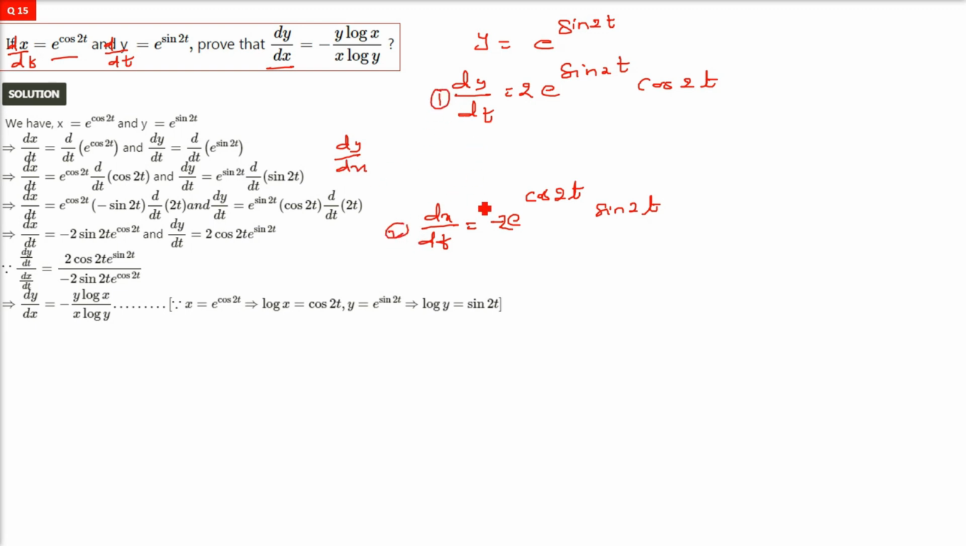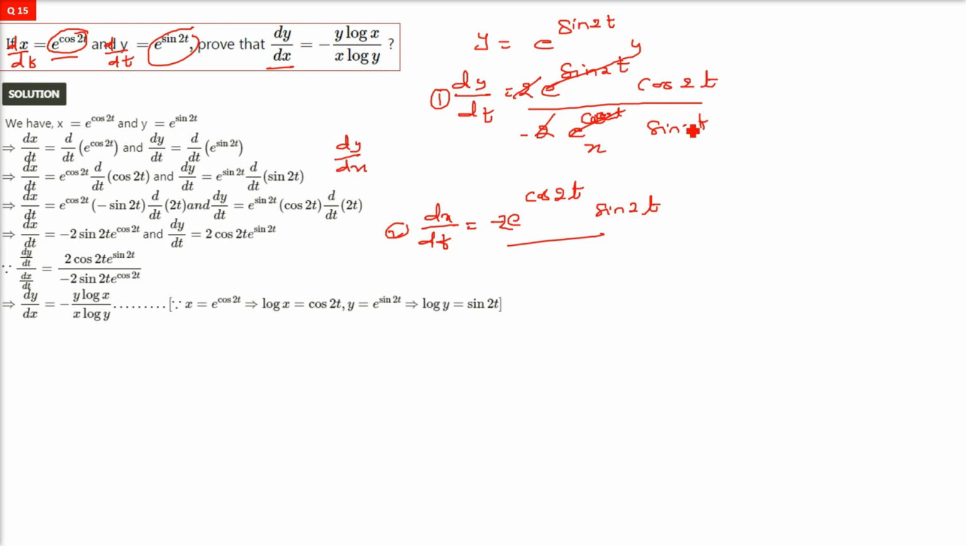When we divide, what are we going to get? I am just dividing these two, dy by dt and dx by dt. So you have 2 e raised sin 2t over minus 2 e raised cos 2t and then sin 2t. So first you can just cancel these 2 out. There will be a negative. e raised cos 2t is x. e raised sin 2t is y. So in this place you can write y and x.